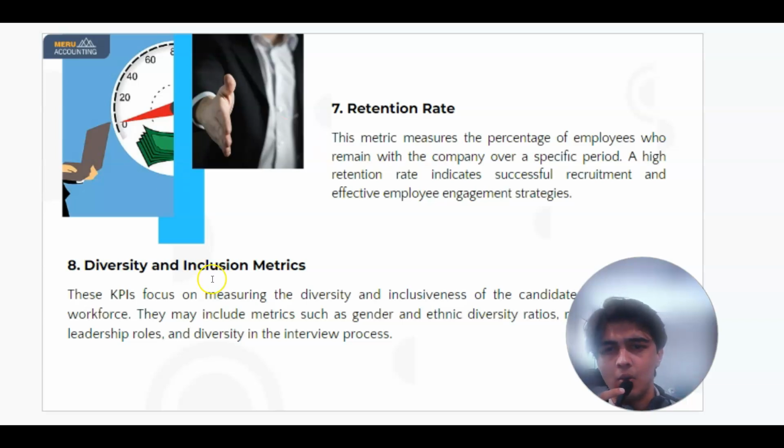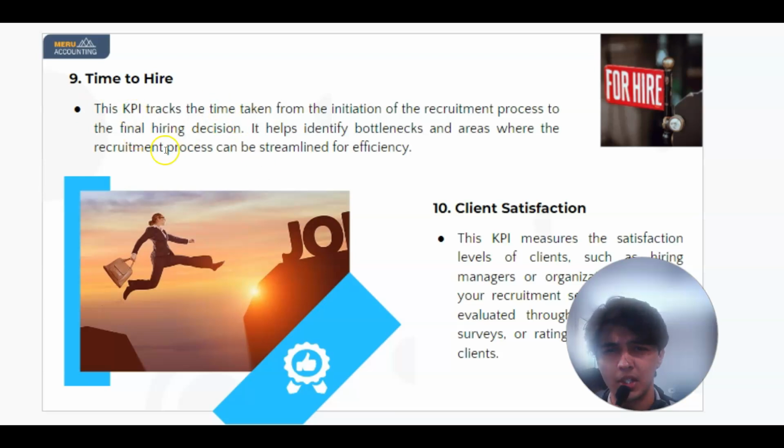Okay. Now let's touch base on diversity and inclusion metrics. This indicator focuses on measuring the diversity and inclusiveness of the candidate pool and the workforce. This indicator will include metrics like gender and ethnic diversity ratio and representation in roles. Now, time to hire. This indicator tracks the time taken from the initiation of the recruitment process to the final hiring decision. Now, client satisfaction.